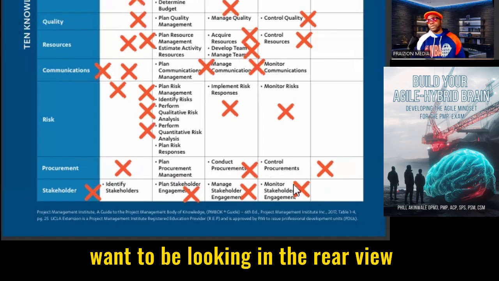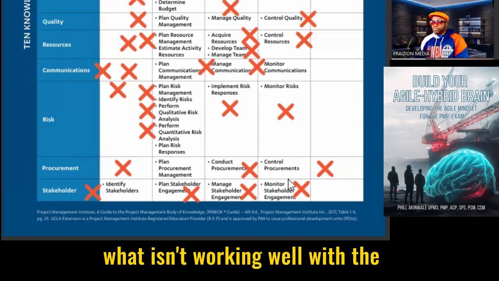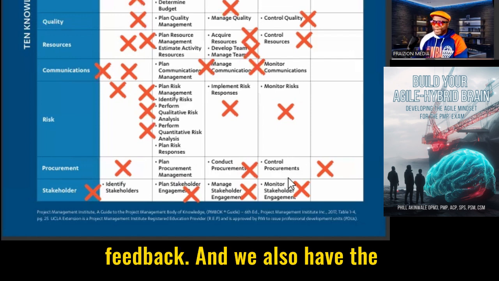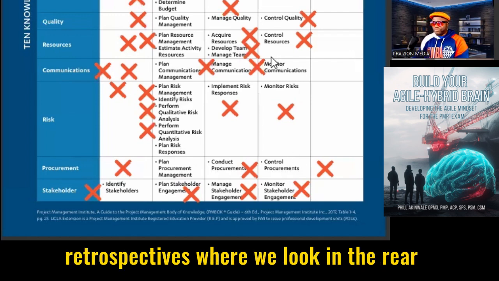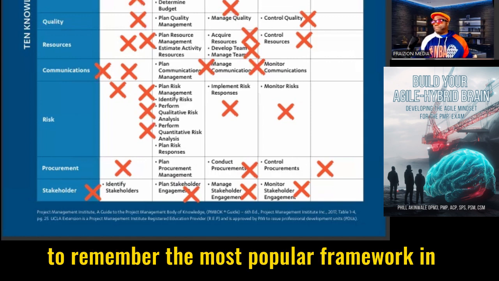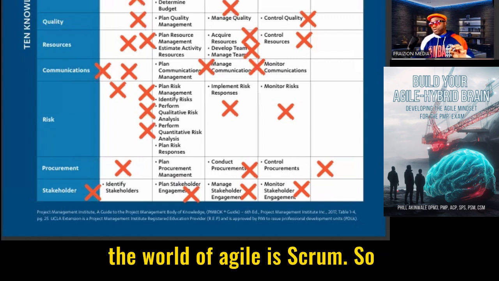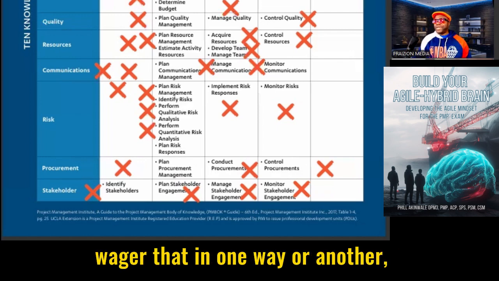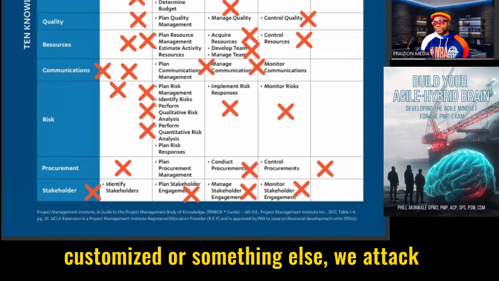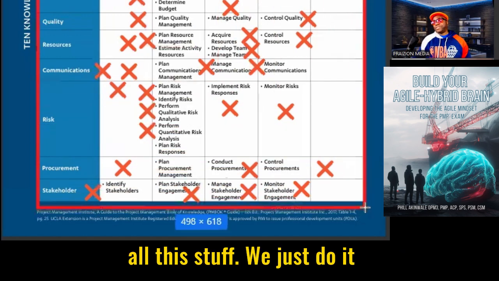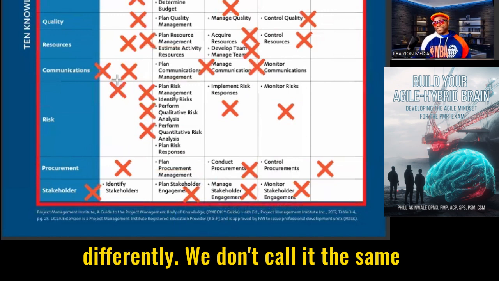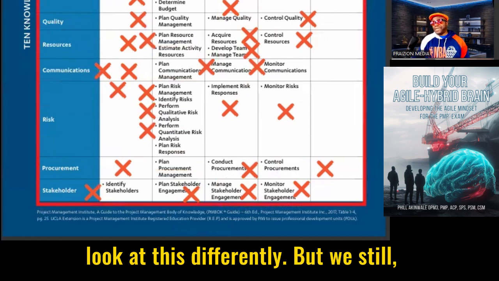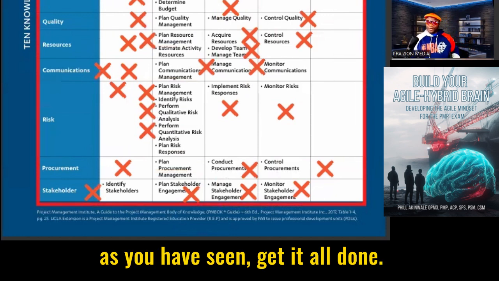And you always want to be looking in the rearview mirror and saying what is working well, what isn't working well with the stakeholders. And that's why we have the sprint reviews for them to give us feedback. And we also have the retrospectives where we look in the rearview mirror. And with that said, you got to remember the most popular framework in the world of Agile is Scrum. So everything here on the screen, I want to wager that in one way or another, customized or something else, we attack all this stuff. We just do it differently. We don't call it the same stuff. Some we might, but we look at this differently, but we still, as you have seen, get it all done.